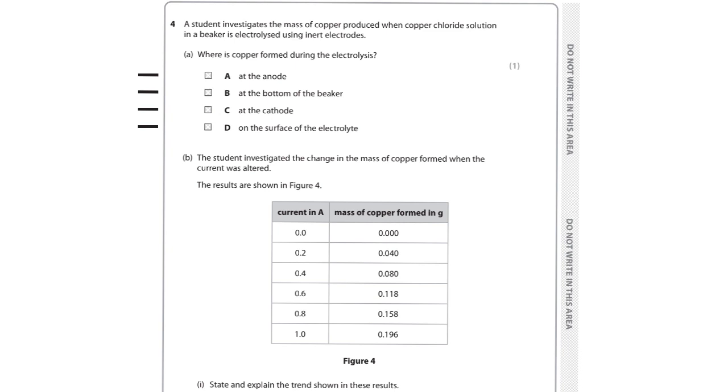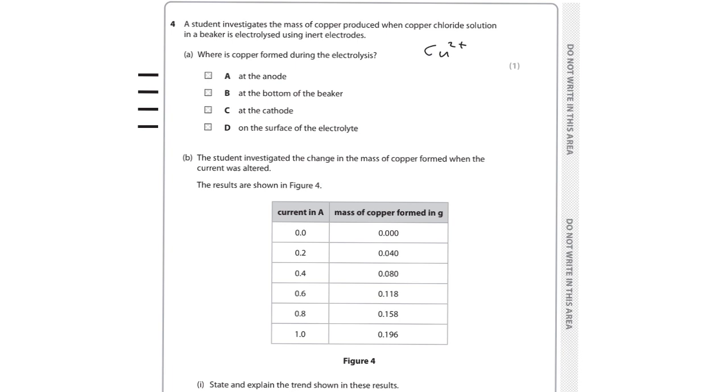Question 4 says, a student investigates the mass of copper produced when copper chloride solution in a beaker is electrolyzed using inert electrodes. Where is copper formed during the electrolysis? Well, copper forms positive ions, Cu2+. It's a metal. All metals form positive ions.